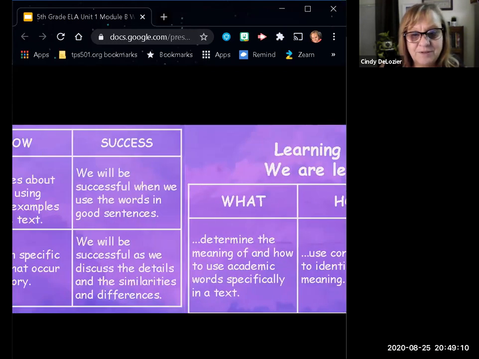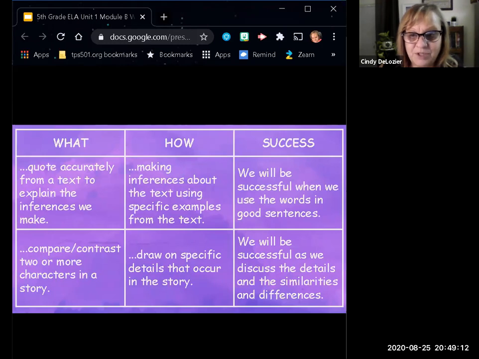We are also learning to quote accurately from the text to explain the inferences we make as we read. We are going to do this by making inferences about the text using specific examples from that text. We will know we are successful when we use these words in good sentences and when it supports what we inferred.